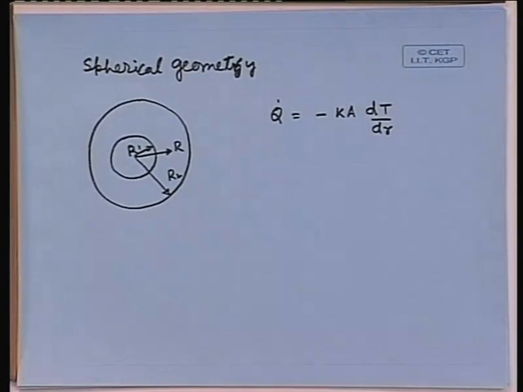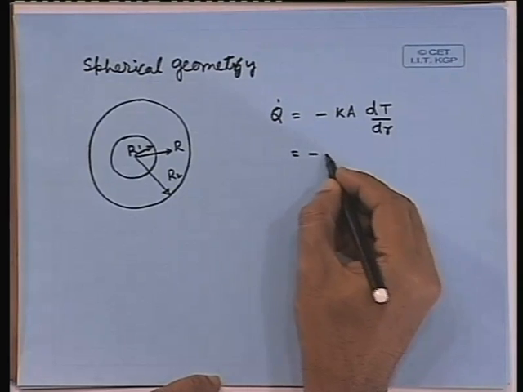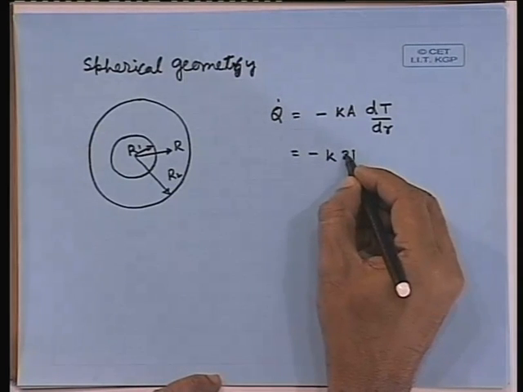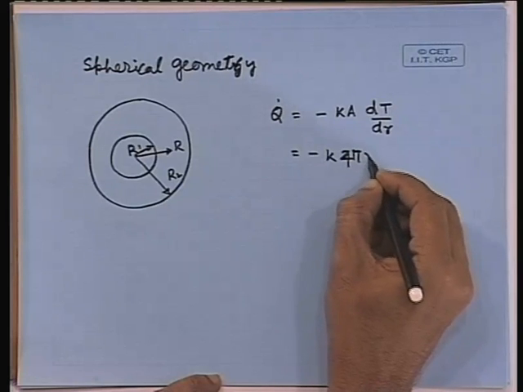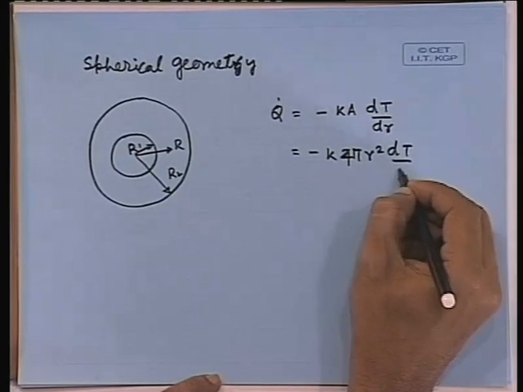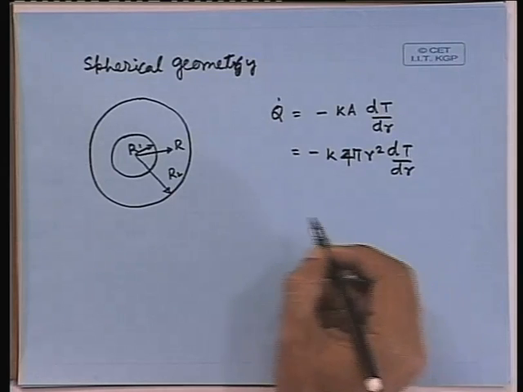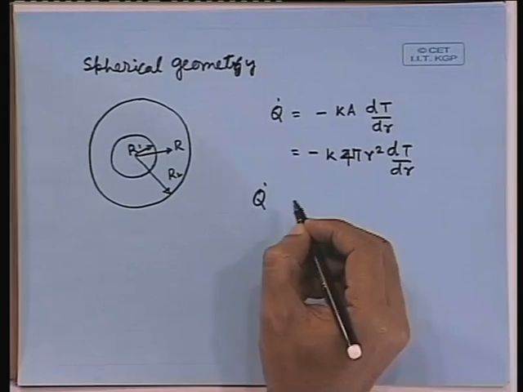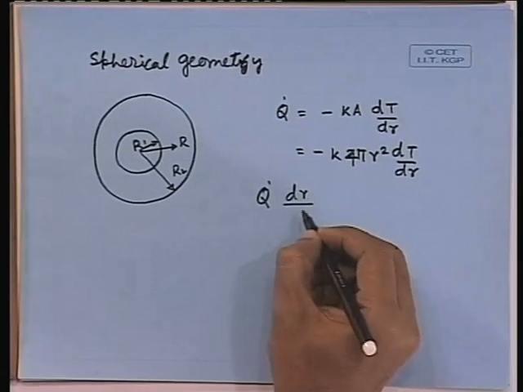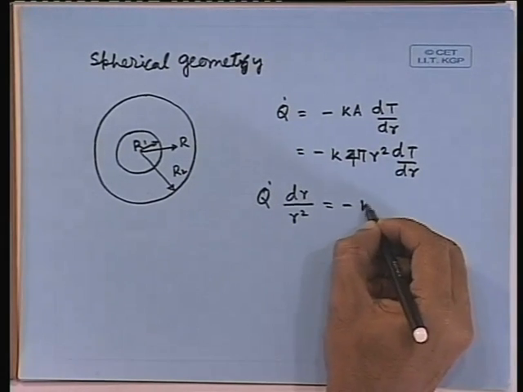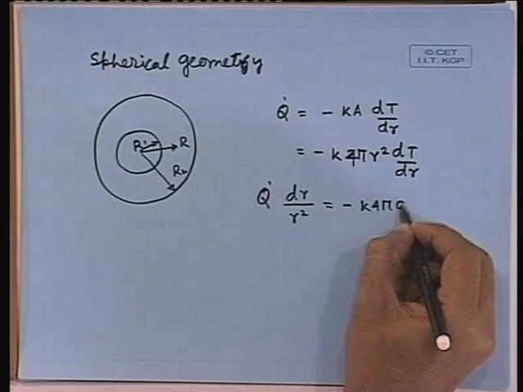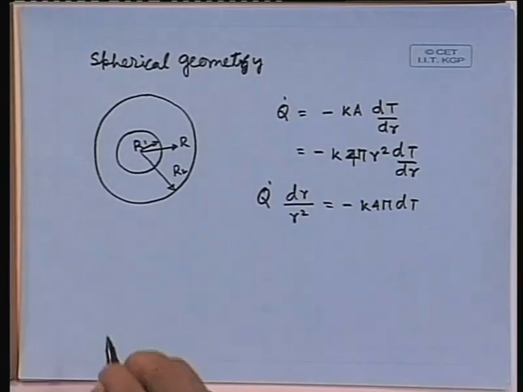This area is the spherical cell area at any intermediate radius r, and we can write it minus k 2 pi, sorry, this is 4 pi r square into dT dr. This is 4 pi r square dT dr, that is the surface area of a spherical cell. And then we will have q dot into dr by r square, that is equal to minus k into 4 pi dT. So, what we will have after integration?